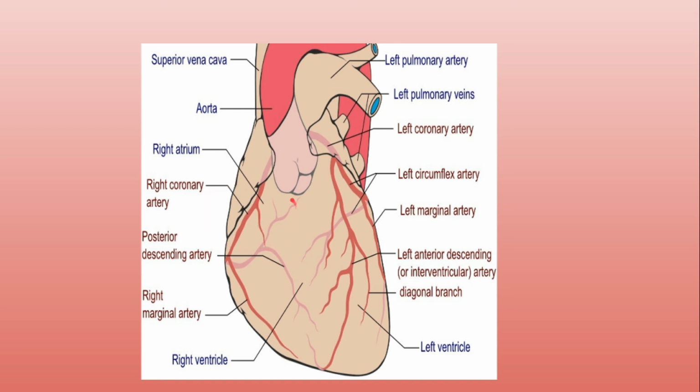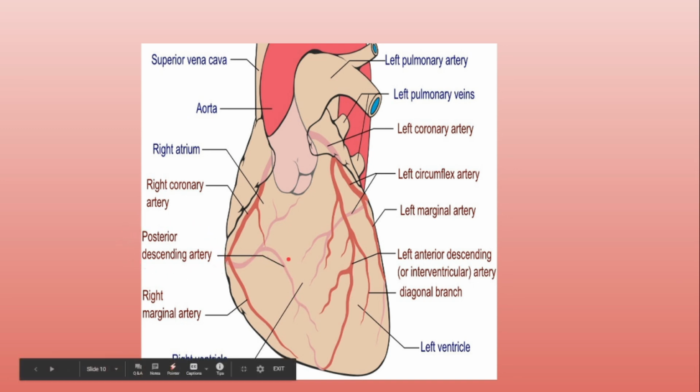So, in short, we can say that the artery which gives the posterior interventricular branch is the dominant artery. So this was all about the arteries that supply the heart.